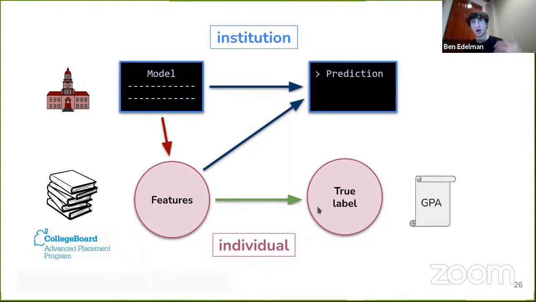Now that we have this diagram, it's important to note that we can walk through the paths here and see that by changing the model, the institution can actually change, or affect, the true labels of the individuals, where the features are the intermediate step. So the college, by incentivizing AP classes, might actually affect the GPAs of the students it admits, or even of the students it doesn't admit. And this is what we mean by improvement. So the college can actually incentivize improvement in this example.